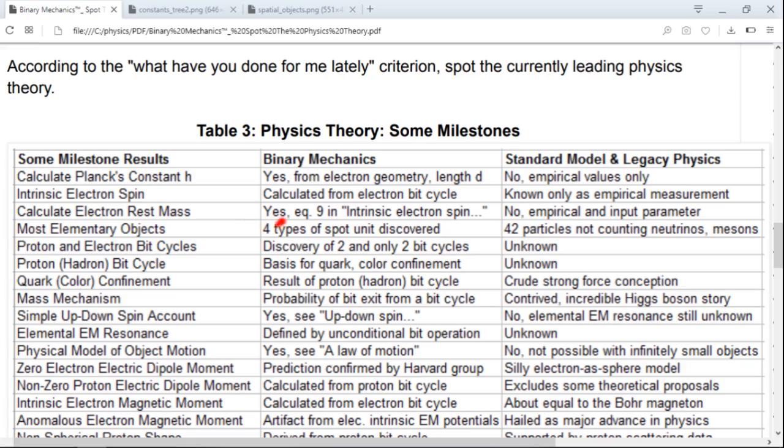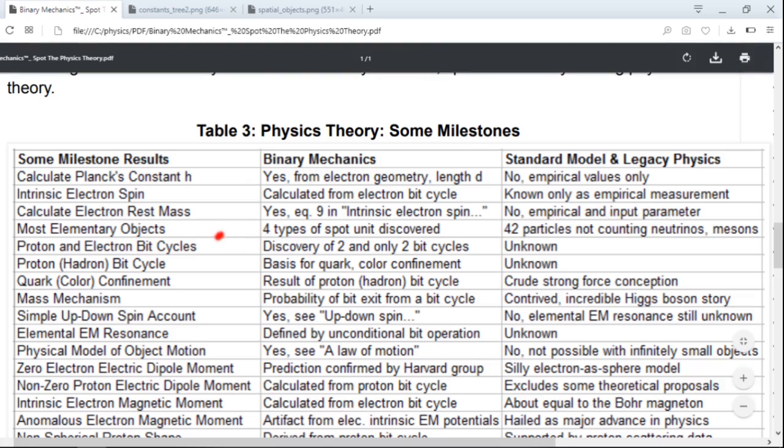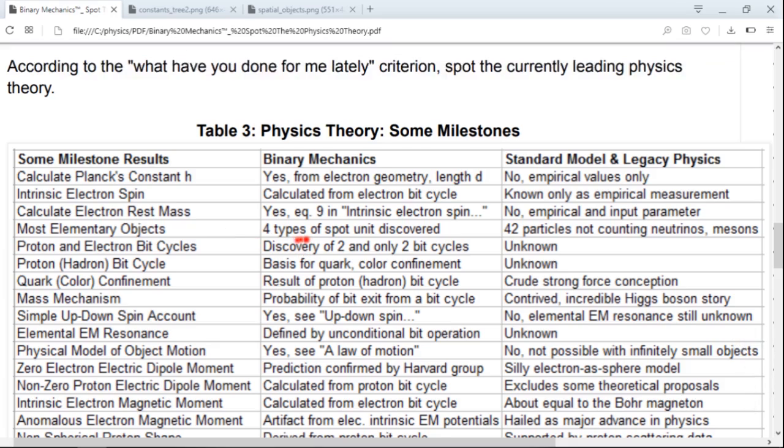Calculated electron mass, yes, from equation 9 in the paper Intrinsic Electron Spin, in the Journal of Binary Mechanics. No, it's only in your standard model an empirical input parameter. How about the most elementary objects in physics? Yes, we've got 4 types of spot unit, whereas in your standard model you got 42 types of particles, not counting neutrinos and mesons, okay?